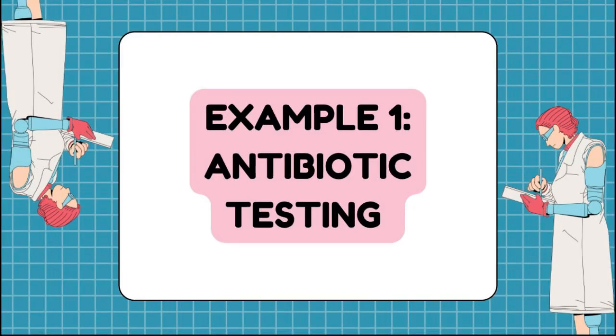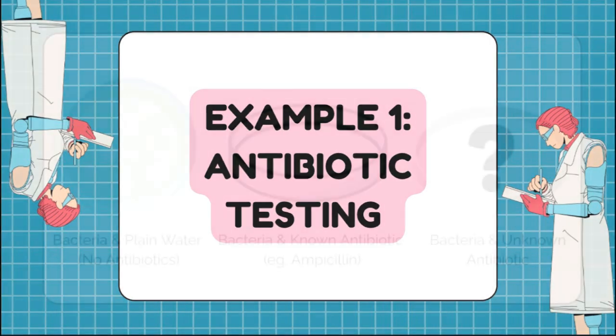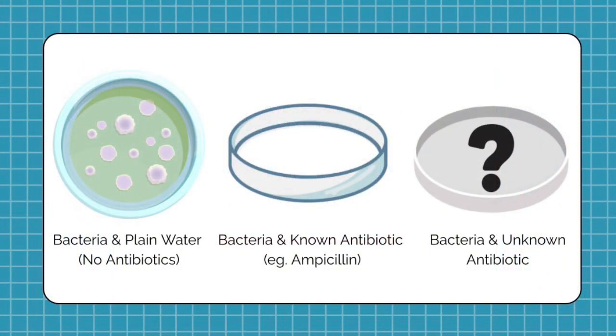So now, to really solidify our understanding of the difference between a positive and negative control, let's look at 3 real-world examples. Example 1 is testing an antibiotic. So, in this scenario, you want to test whether a new antibiotic kills bacteria or not.